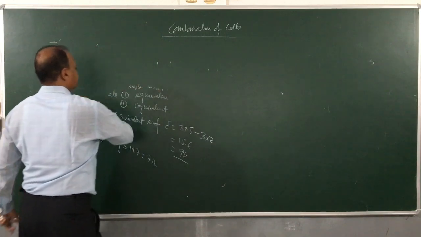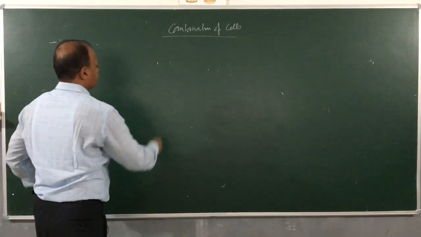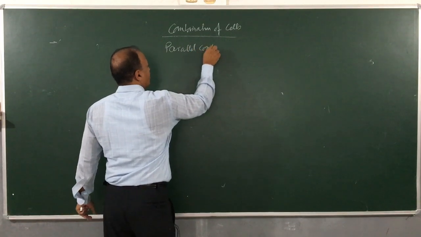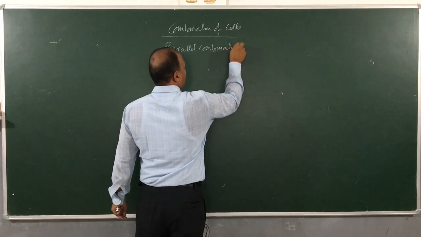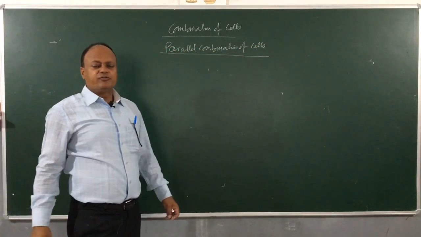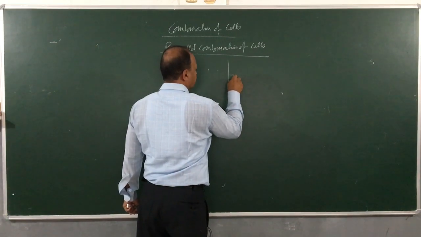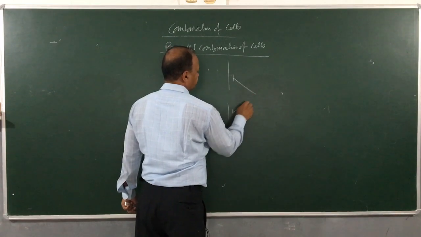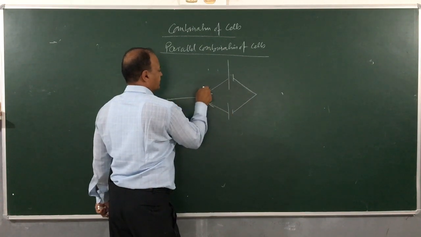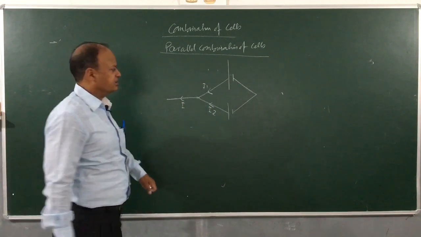Now children will be saying parallel combination of cells. Our next topic is parallel combination of cells. Clear? So we are combining here two cells. One cell is here and other cell is here. So this will be direction of the current. This current is I1 and this current is I2, and combined current is how much? I, right?